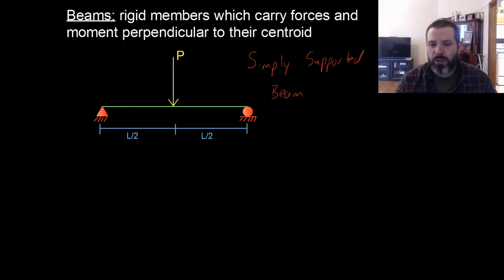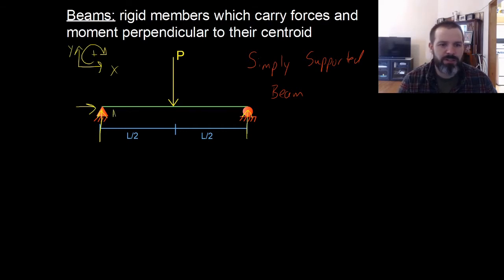The pin and the roller provide a total of 3 reaction forces. If we define our coordinate system like this, x is positive to the right, y is positive up. The pin provides a reaction in the y and a reaction in the x. The roller provides just a reaction in the y.